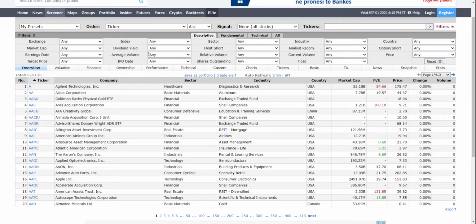So, the average volume. As you can see right here, the average volume is the average number of shares traded per day. So it's the average number of shares traded back and forth across all the days in this time period. What you want to select here is over 300K. That's what I personally do.